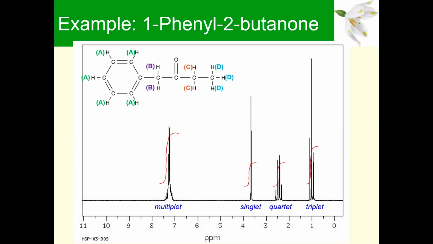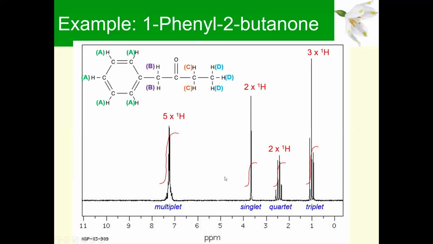If you look at the actual spectrum, like I said, sometimes it's hard to tell unless you zoom in. So I'm just giving you what these are. This peak somewhere between 7 and 7.5, we're going to classify as a multiplet. This peak around 3.6, we're going to say that's a singlet. The peak around 2.5 is a quartet, and the peak around 1 is a triplet. And if you look at the relative integrations, they would account for 5 hydrogens for the multiplet, 2 hydrogens for the singlet, 2 hydrogens for the quartet, and 3 hydrogens for the triplet.